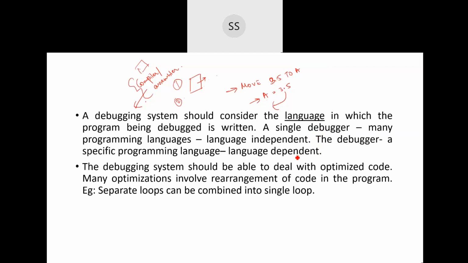Now the next problem is that the debugging system should be able to deal with optimized code. It has to deal with optimized code. Now what do you mean by optimized code?